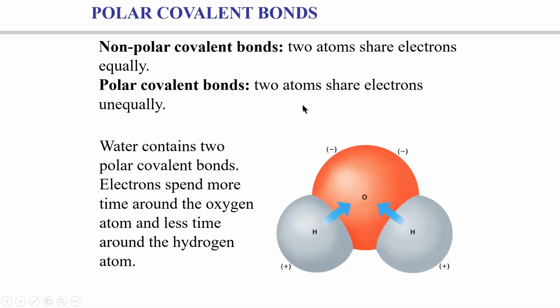In other types of covalent bonds, though, the two atoms share the electrons unequally. That's called a polar covalent bond. Water contains two polar covalent bonds. In water, the electrons spend more time orbiting around the oxygen atom than they do orbiting around the hydrogen atom. So the electrons might go 5 times around here and once around here, and 5 times around here, once around here. So if the electrons are shifted towards one atom, that's a polar covalent bond.